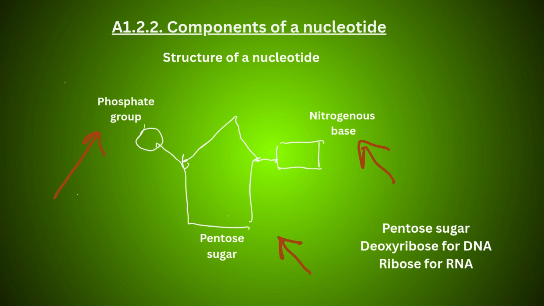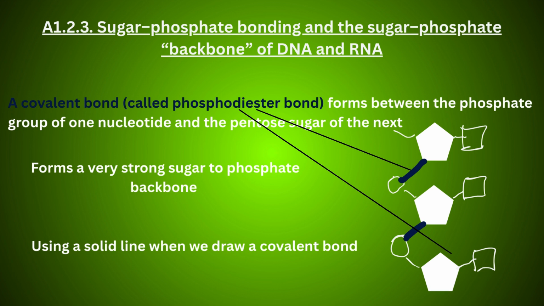The term pentose sugar is general. When we specify the type of nucleic acid, we replace it with the actual sugar name: deoxyribose for DNA and ribose for RNA. The nitrogenous base attaches to the other side of the sugar, so a single nucleotide consists of a sugar, a phosphate group, and a nitrogenous base. When multiple nucleotides join together, they form the polymer strands of DNA or RNA.